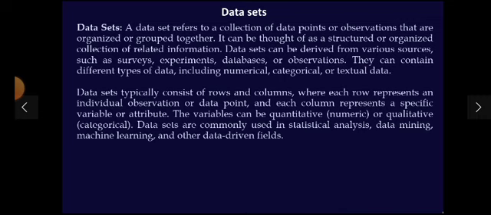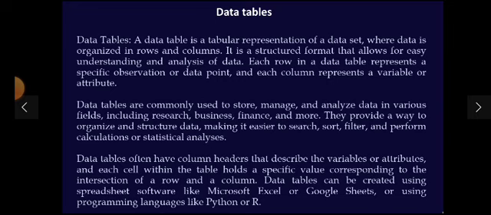So, datasets typically consist of rows and columns, where each row represents an individual observation or data point. Each column represents a specific variable or attribute. The variable can be quantitative, that is in numbers, or qualitative, that is when it is categorical. Data sets are commonly used in statistical analysis, data mining, machine learning, and other data-driven fields. So let's look at data tables. A data table is a table.